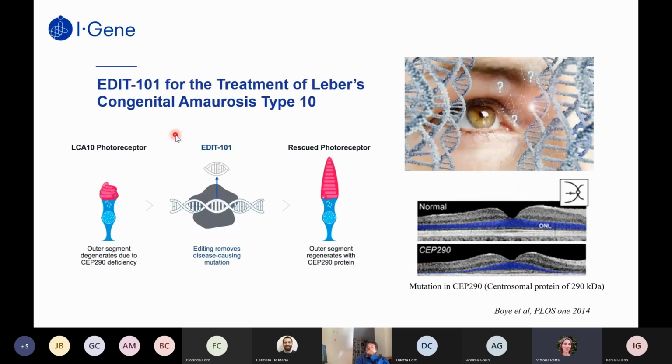Well, this is another treatment. The name is EDIT-101. This is for the treatment of Leber's congenital amaurosis type 10 disease. This is a disease at the level of the retina that causes blindness. The patients that suffer from this pathology, these poor patients, have a mutation in this gene, centrosomal protein 290. And because this protein is mutated, they develop degeneration in the retina, and so the patients don't have vision anymore. So the idea is very simple.